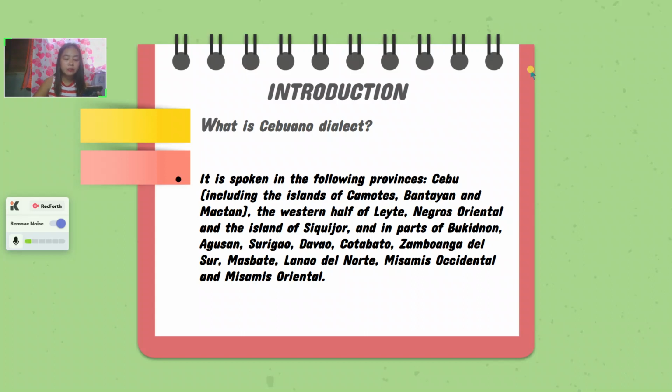There are several dialects of Cebuano, but the dialect spoken in Cebu, Negros, and Leyte is considered the standard dialect. The dialect used in this lesson is the standard Cebuano dialect.